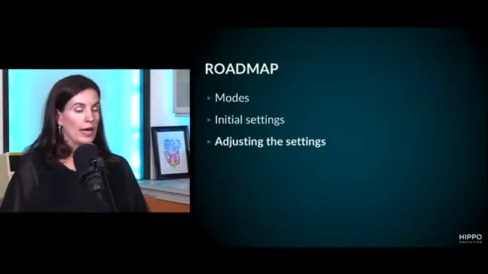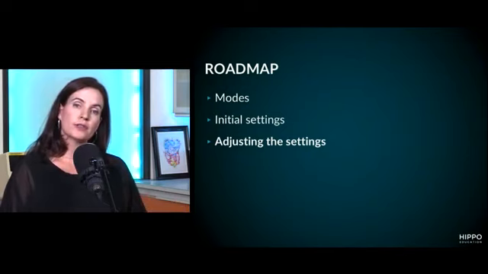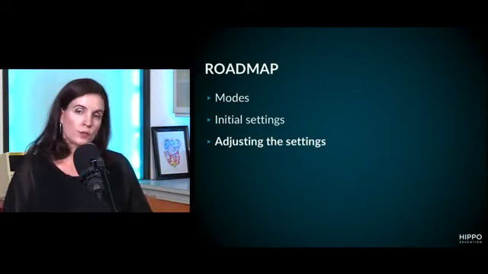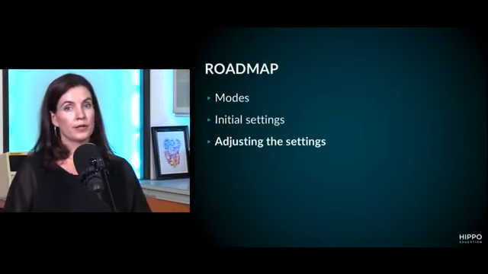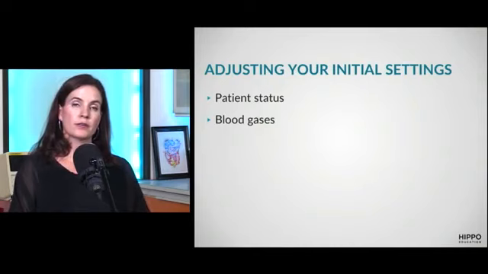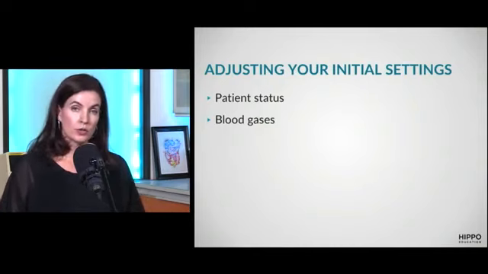Okay, so now we've learned our initial settings. And now you need to understand how to adjust these settings at the bedside to customize them for your individual patient, because everybody who comes along will be a little bit different. And we use two main things when we're adjusting our initial settings. One, how the patient is doing clinically at the bedside, and two, arterial blood gases.